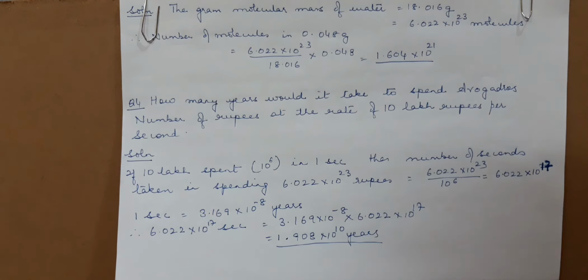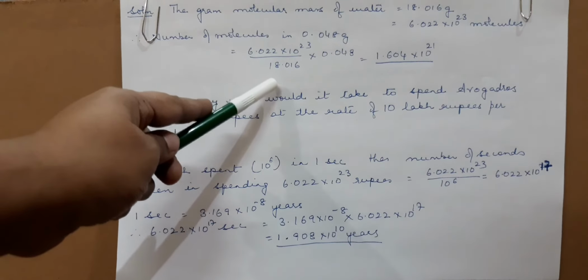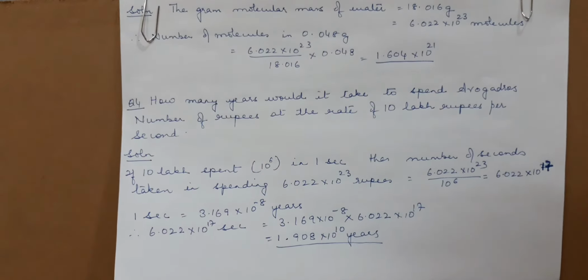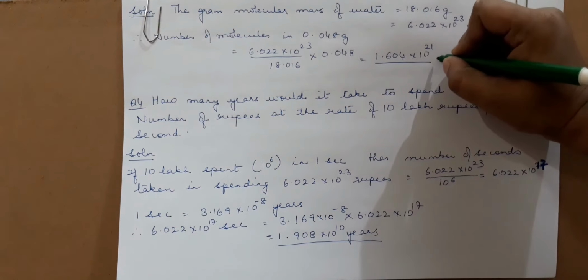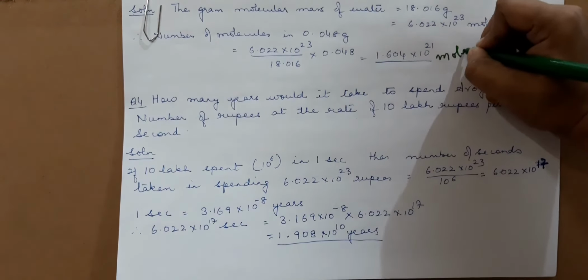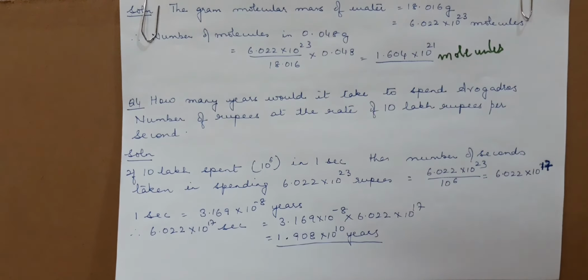So number of molecules present in 0.048 grams. Very simple unitary method. So you will get the answer as 6.022 into 10 to the power 23 divided by 18 into 0.048. That will come out to be 1.604 into 10 to the power 21. Okay, so that many number of molecules. So generally what we should do is we should write over here molecules, because we have to mention the entities.